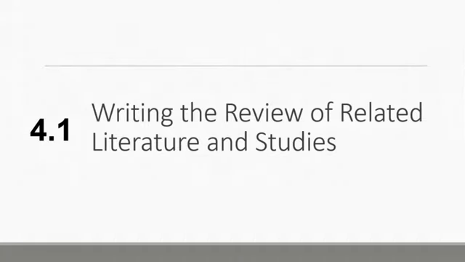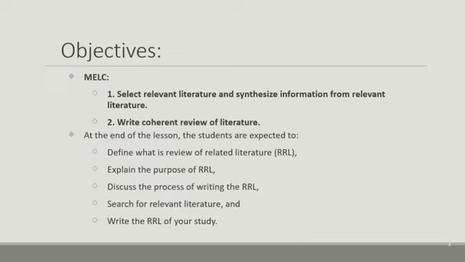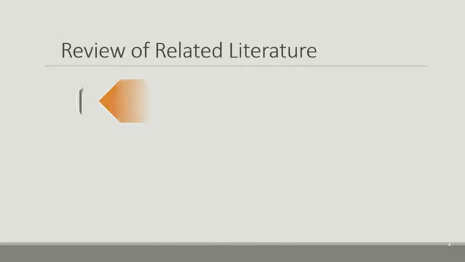Okay? So, the MELC of this module is first, select relevant literature and synthesize information from relevant literature, and also write coherent review of literature. So specifically, by the end of the lesson, the students are expected to first define what a review of related literature is, and then explain the purpose of RRL, discuss the process of writing the RRL, search for relevant literature, and write the RRL of your study. So let's go. What is review of related literature?